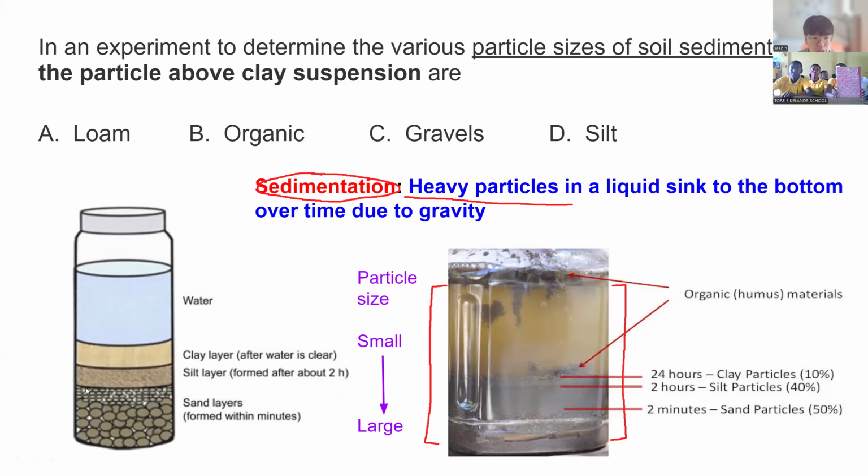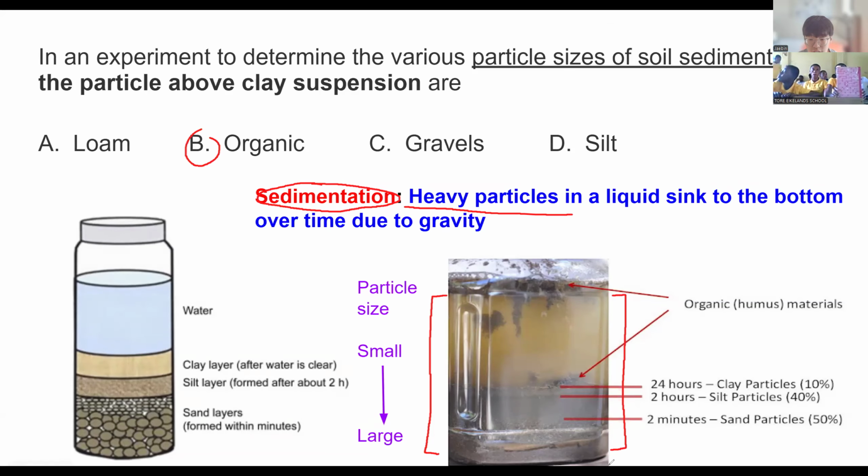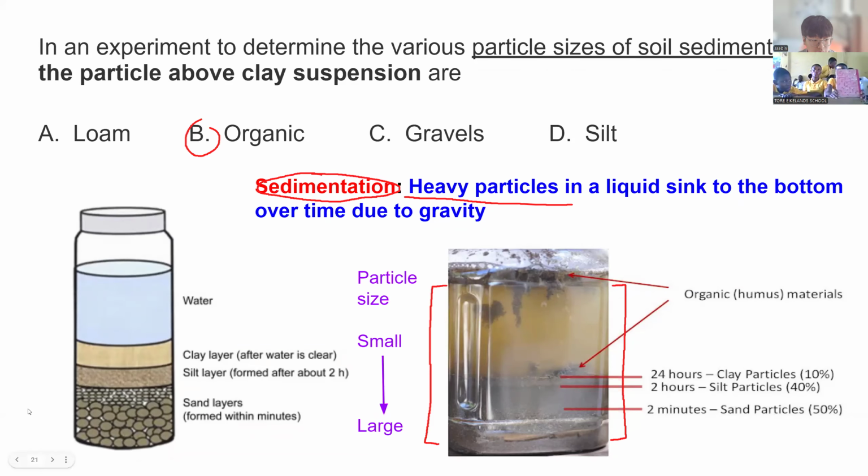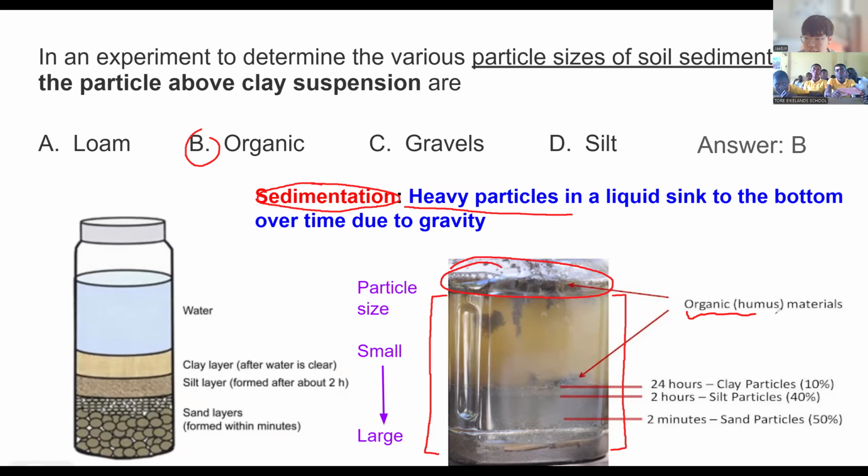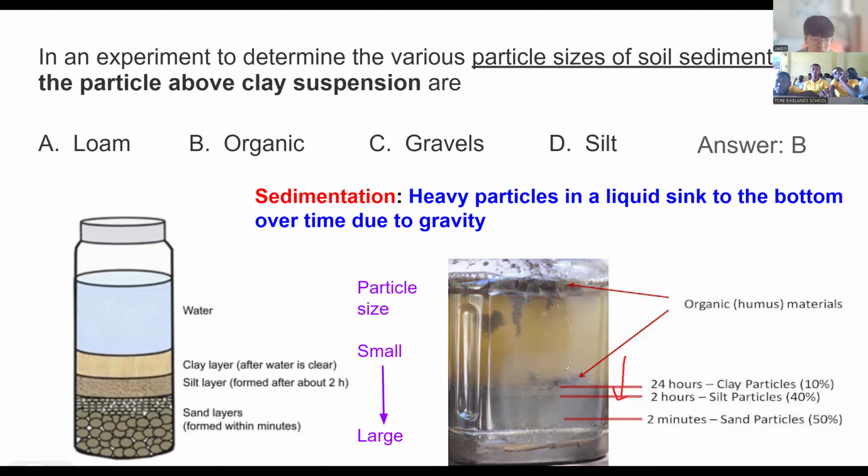Oh yeah, if you said B, organic, that would actually be correct for this case, because you can look at this section, this part. That is the organic material. So after all the clay particles have been sedimented, meaning they've been brought down to the ground, then what's left floating above are the organic materials. So the answer is B.